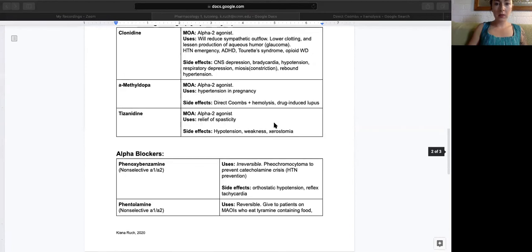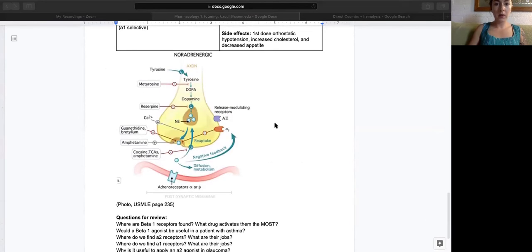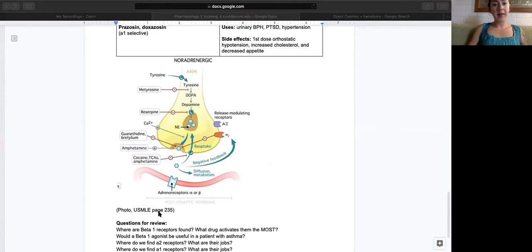I'm going to scroll to this image below, just so I can describe the differences between alpha 1 and alpha 2 a little bit better here. This image is also in your USMLE, found on page 235. I would highly recommend it. Alpha 2 is right here. That's the one we just talked about. See how it's negative feedback coming to alpha 2? It's the only one that does that.